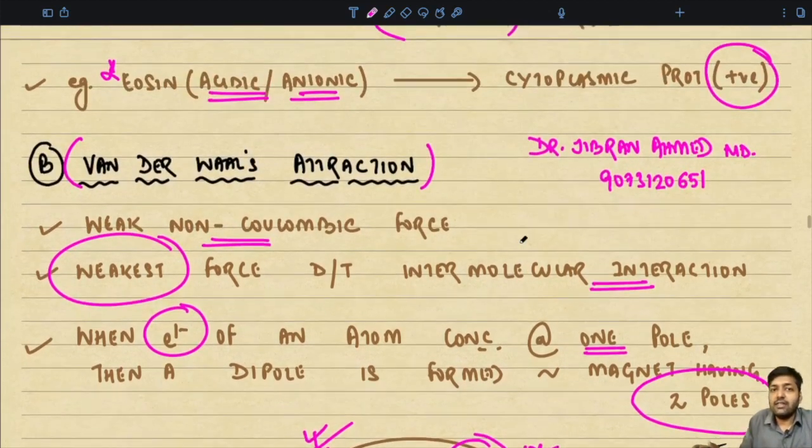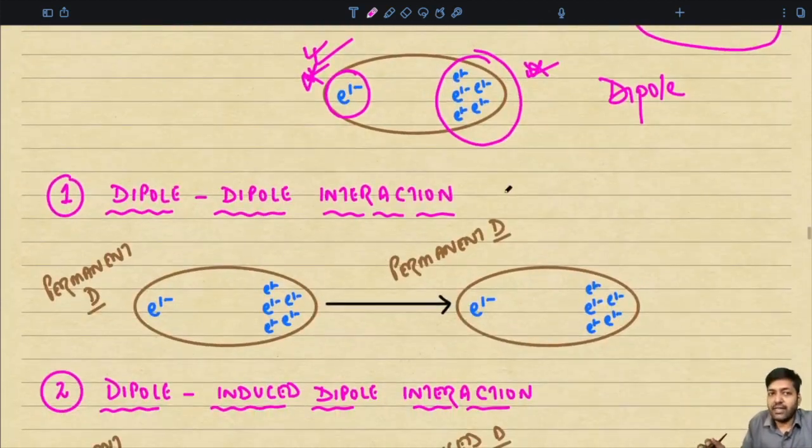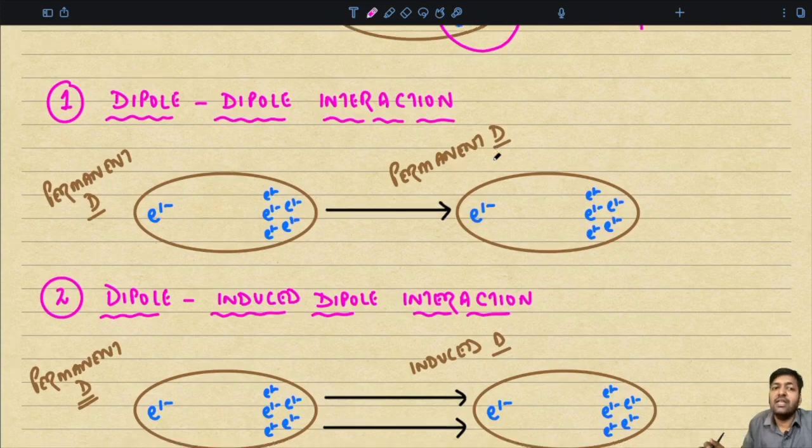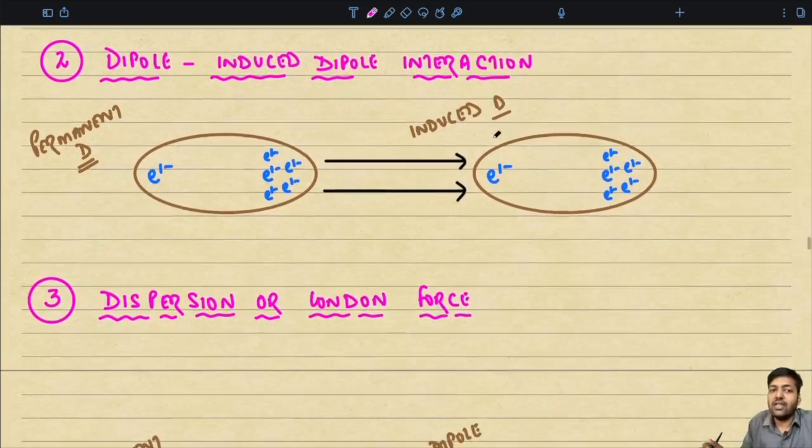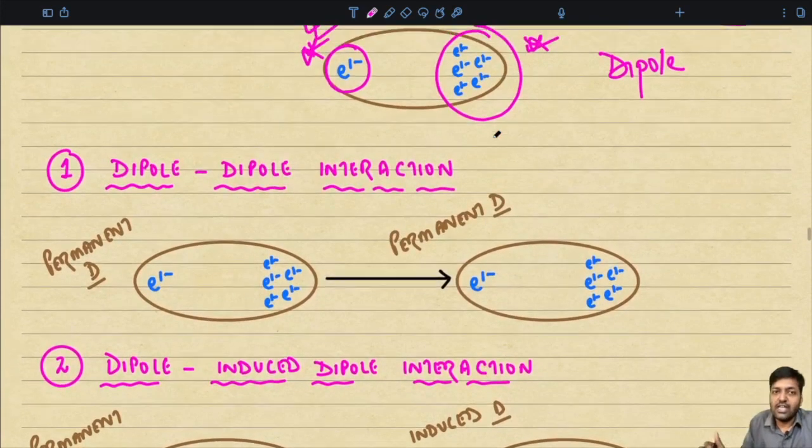So the van der Waals attraction can be of three main types. One is the dipole-dipole interaction, another is the dipole-induced dipole interaction, and the third is dispersion or London force. So let us look at the first important interaction, that is the dipole-dipole interaction. In the dipole-dipole interaction, the bond is between two already formed permanent dipoles. Okay, so let me give you an example.